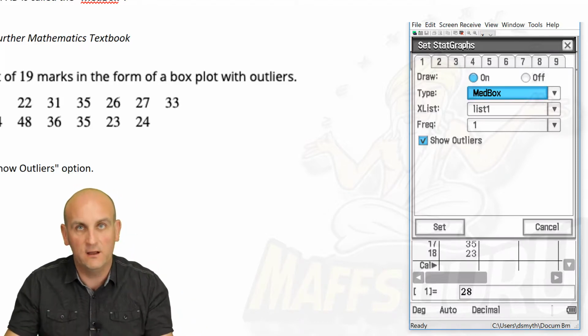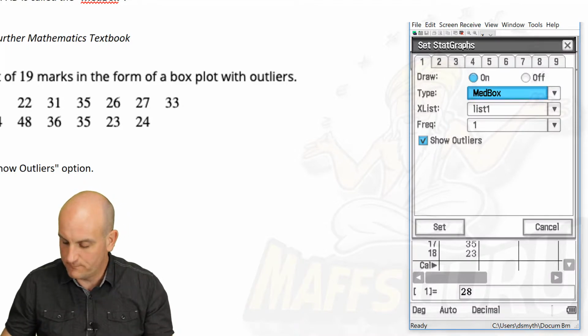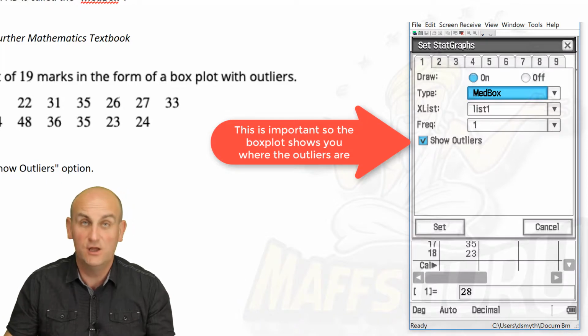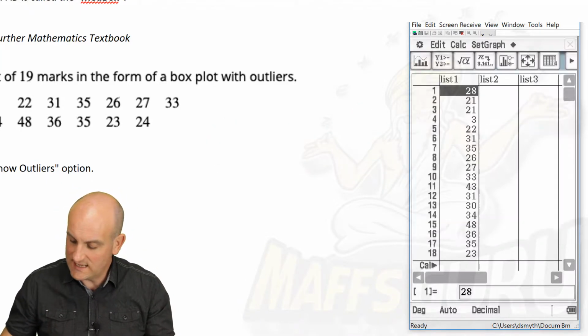Well, I didn't name my data, so I've just left it as list 1. My frequency is at 1. And one of the most important boxes you have to tick is the one I've just selected there, show outliers. Now we'll come to outliers in just a moment. But when I hit set, I'm done.